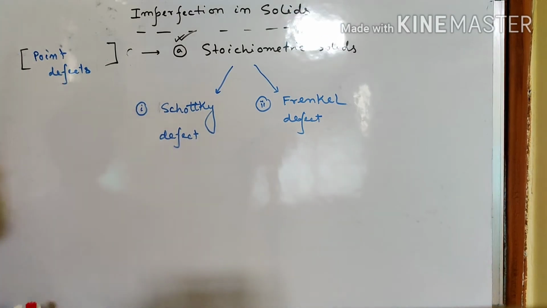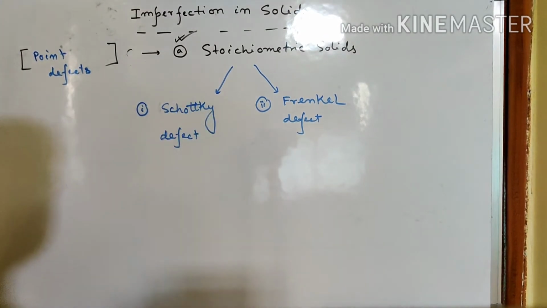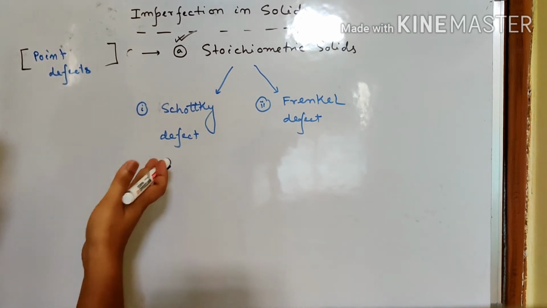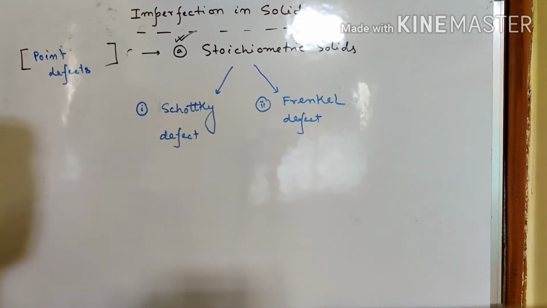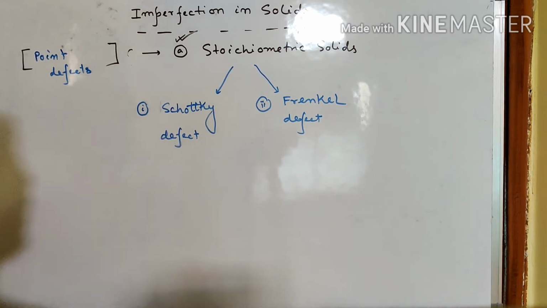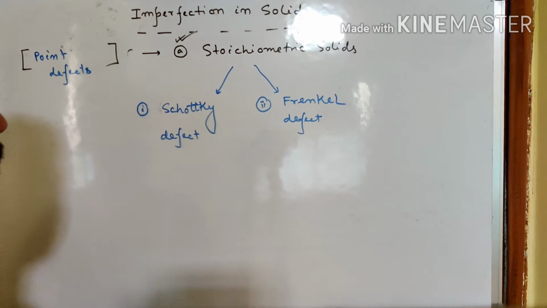Named after the scientist. Schottky was a German scientist. He has invented or explored this one at 1930. And Frenkel is a Russian scientist. He has invented that one at 1926. Anyway, let us come to the point.